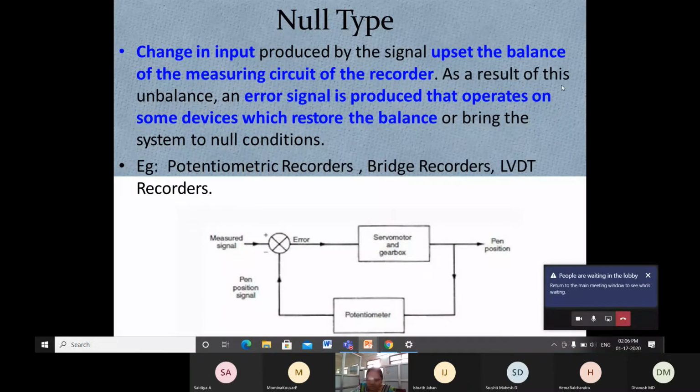Okay, next type of recorder is a null type. What do you mean by a null indication? It means it is reading the value as 0. That's the meaning of null indicator.